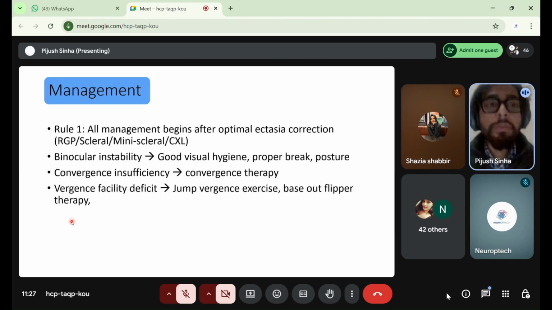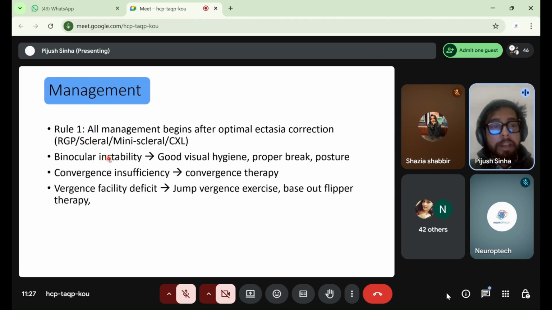Now let's go to the management of it. First of all, the most important step of managing a patient is giving the patient proper optimal optical correction. It can be in the form of RGP, scleral, mini scleral, CXL, anything. Give the best correction, make the patient adapted to it, and then go for the vision therapy.